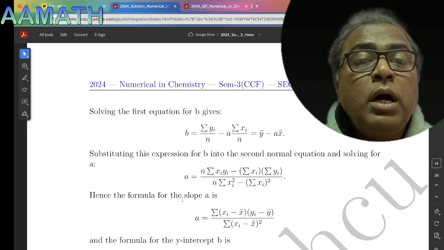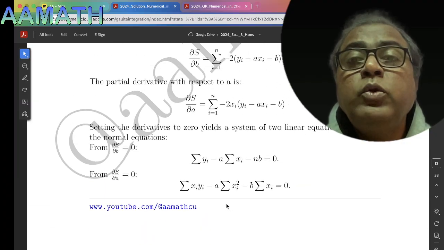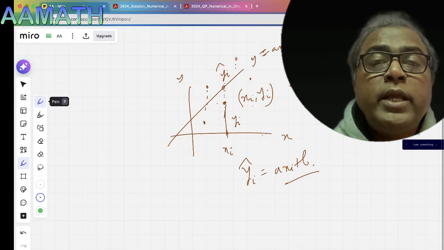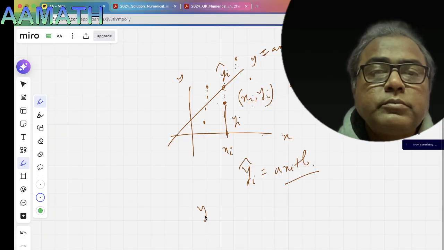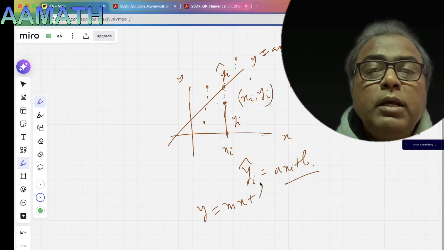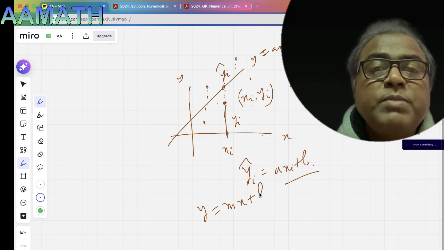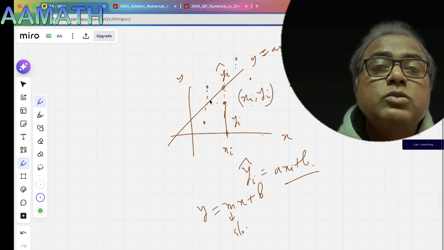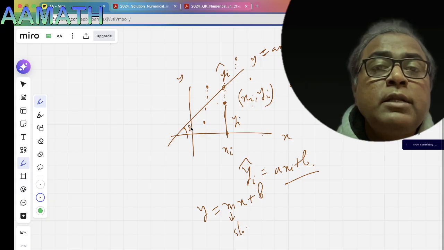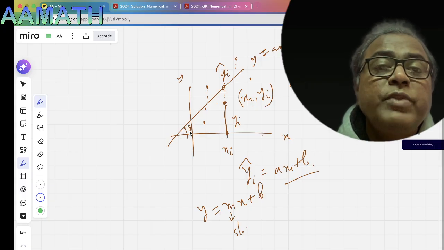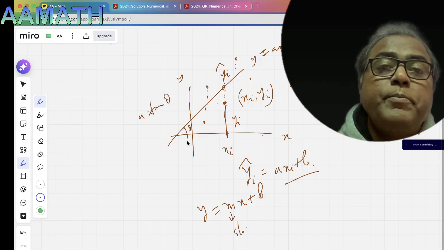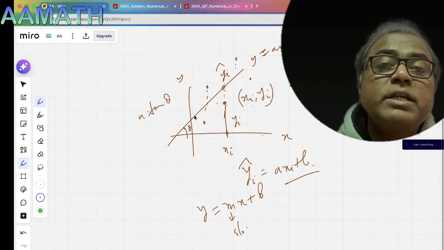Hence, the formula for the slope a, actually y equal to ax plus b. We know that y equal to mx plus b, where this m gives the slope. This slope is this angle theta, so tan theta gives this slope. So here a is the slope of the straight line, and b is the y-intercept of this.